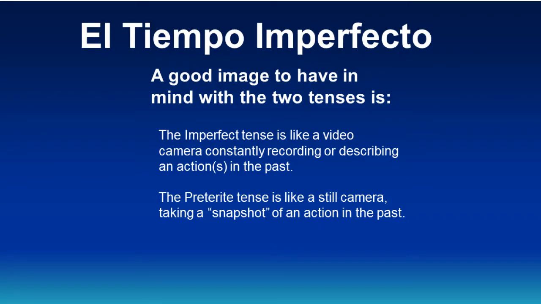I say a good image to have in mind with these two tenses is that the imperfect is like a video camera. Imagine you take your cell phone and you shoot some video of something in the past. That action is recording, and you then stop it, and now you have a little video that's describing an ongoing action in the past. That's something like the imperfect tense.